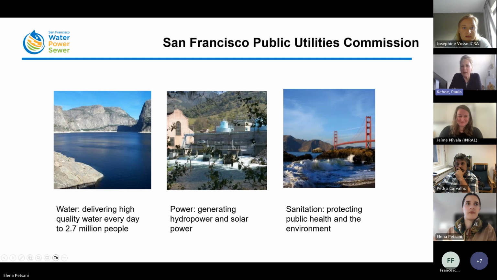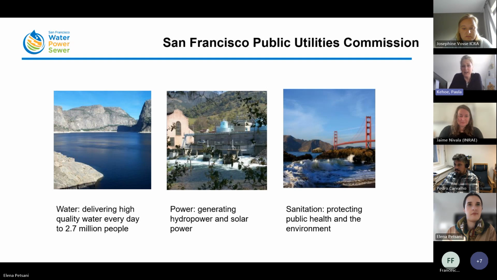Just to provide a little background, we are a municipal public agency. We provide three utility services: water, power, and sanitation. We operate a combined sewer system in San Francisco where we collect both stormwater and sanitary wastewater in the same set of pipes, treat it and discharge it to the Pacific Ocean and San Francisco Bay. We also deliver water to 2.7 million people in the San Francisco Bay area. Next, please.